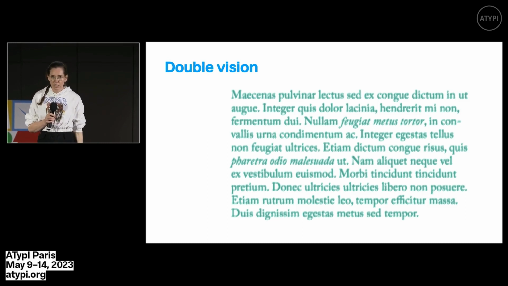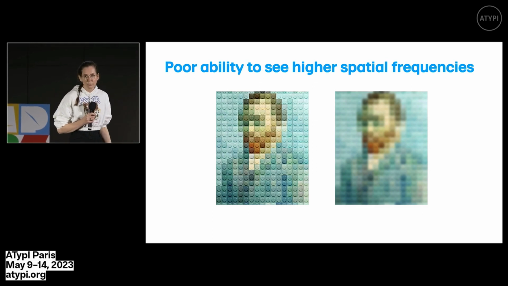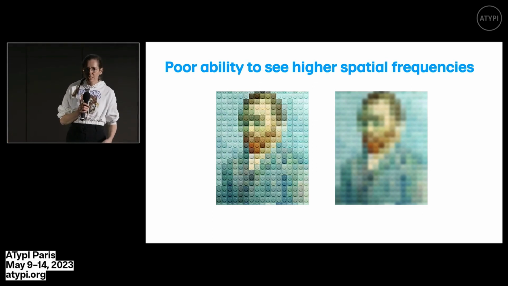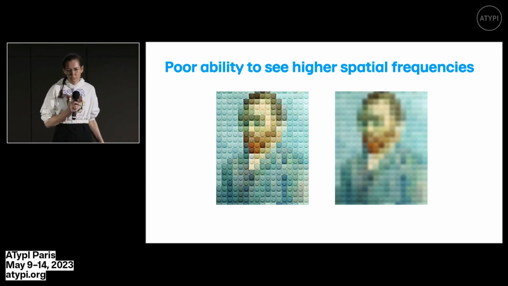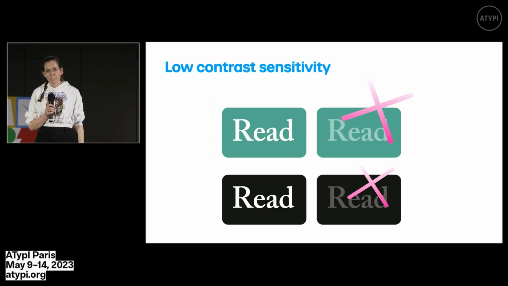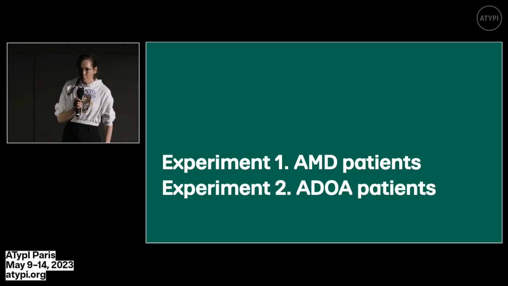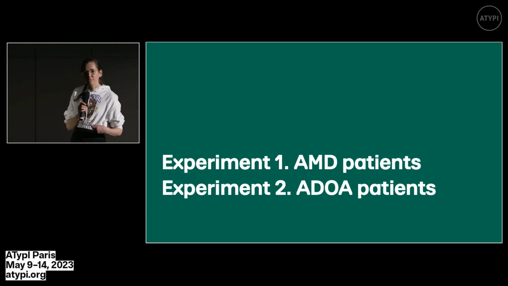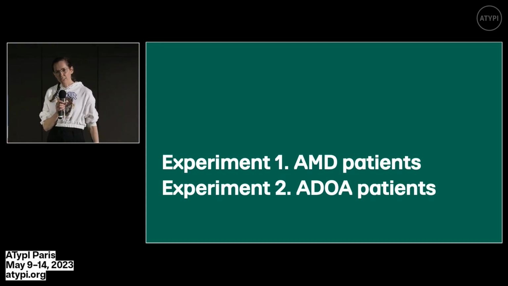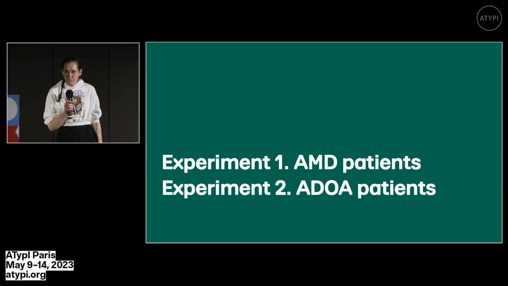You could also have double vision. You could have distorted vision. You could struggle with seeing higher spatial frequencies, which means that your vision would be very blurry, like you see on the right. Or you could have issues seeing low contrast between foreground and background. So based on this, we need to consider what the specific challenges are that low vision readers have. In that context, we have carried out 2 experiments in our research lab, and I'm going to present those today.